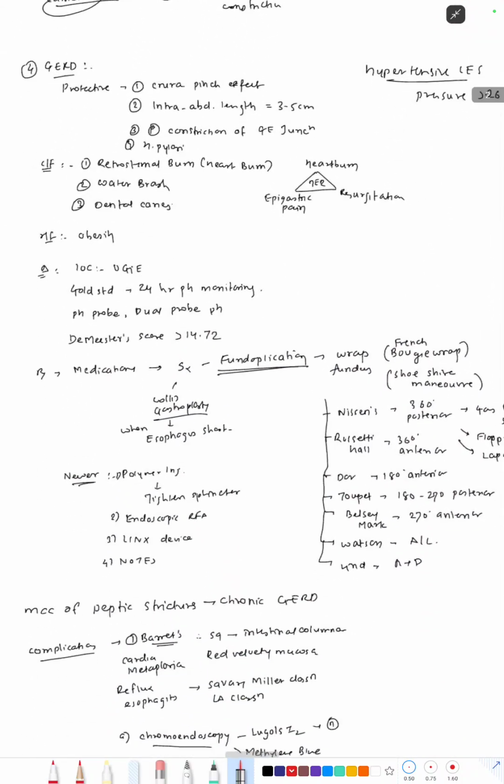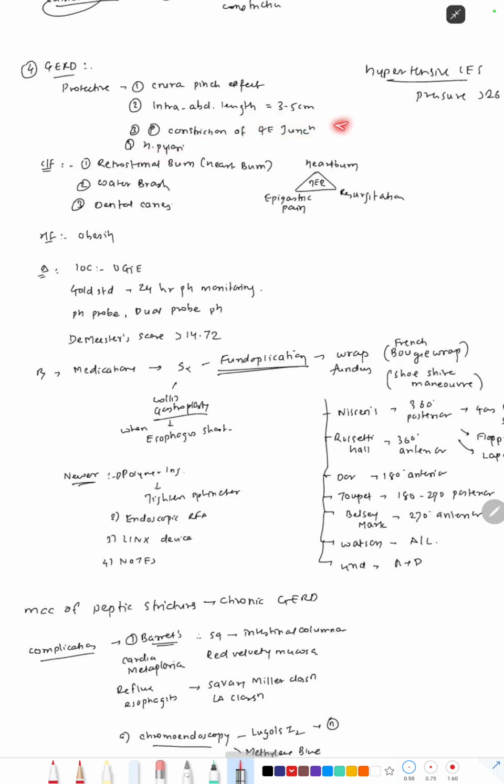The next pathology, and a very important pathology, is GERD, that is gastroesophageal reflux disease. Gastroesophageal reflux disease is prevented because of protective effects. The natural protective effect is the pinch effect, the diaphragmatic crural pinch effect, and a minimal intra-abdominal length of 3 to 5 centimeters is maintained. Similarly, there is a constriction of the gastroesophageal junction, and H. pylori. These are going to be the protective factors against GERD.